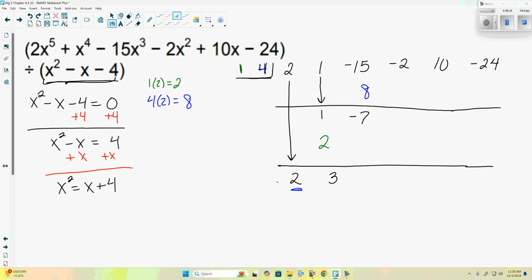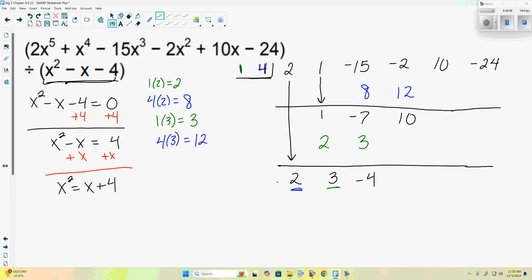Now we're going to do this again. We're going to have our 1 times 3, and 1 times 3 is 3. And then we have our 4 times 3, which is 12. And again, we're going to add straight down. So on the bottom, negative 7 plus 3 is negative 4. Negative 2 plus 12 is 10.